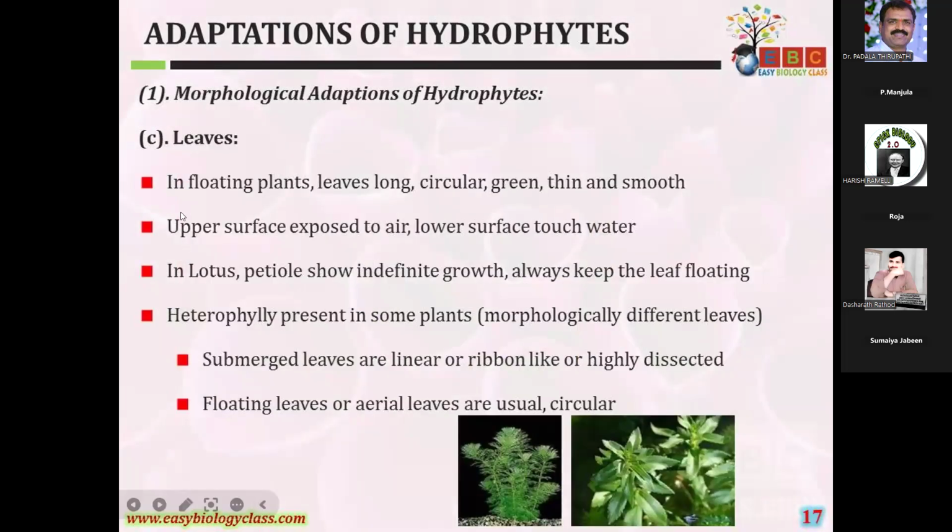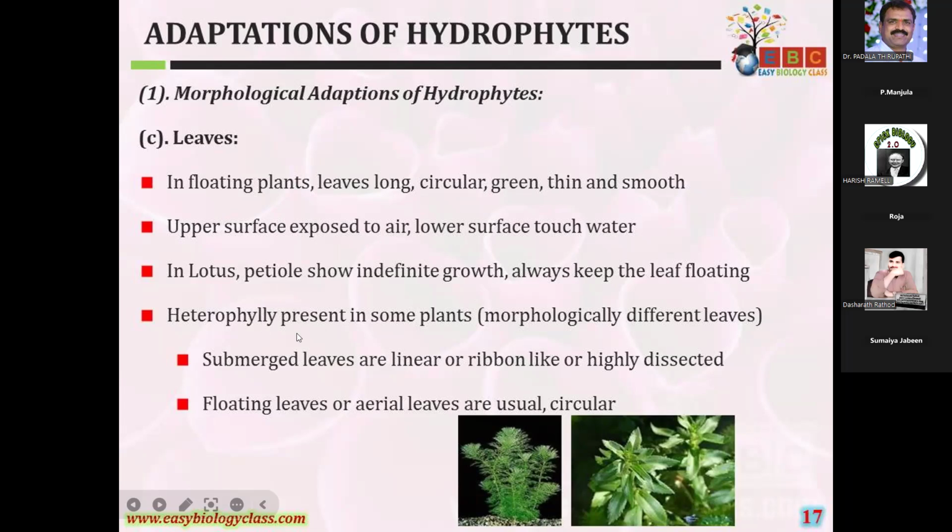Next one is the leaves. In floating plants, the leaves are long, circular, green, thin and smooth. Generally we can observe leaf modification in different types. The upper surface is exposed to air and the lower surface touches the water. In lotus, the petiole shows indefinite growth, that is a long petiole, and always keeps the leaf floating.